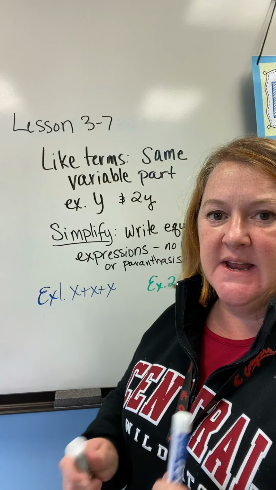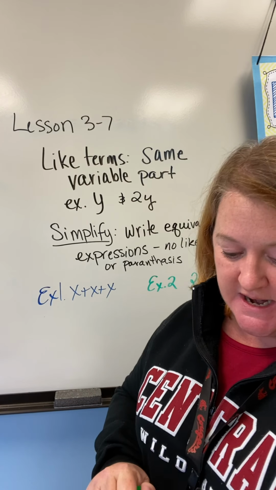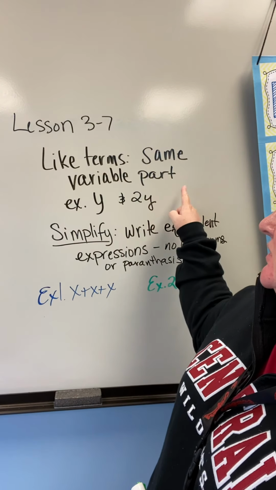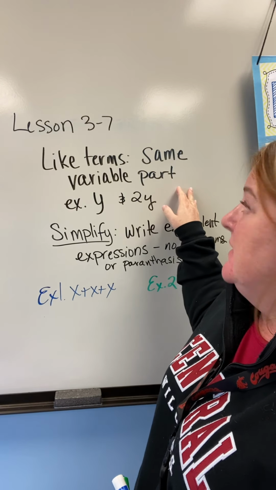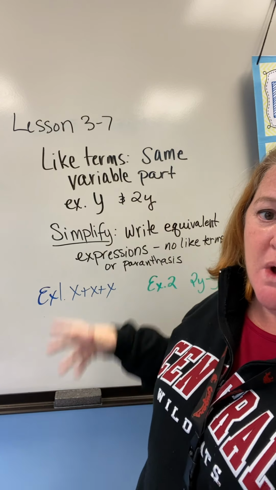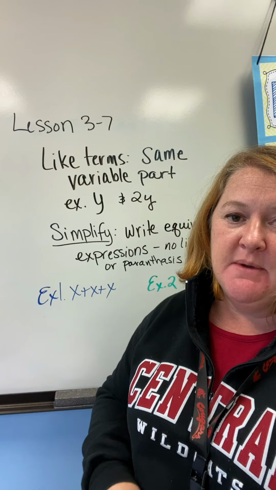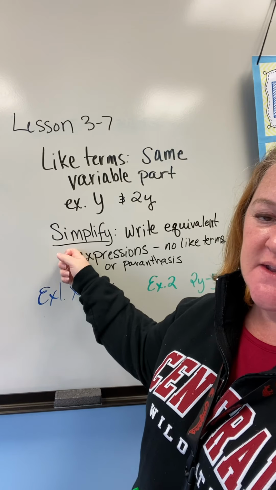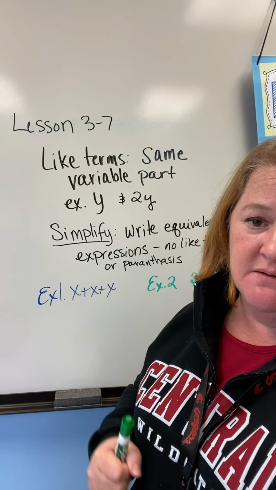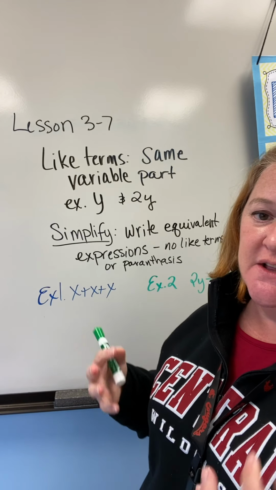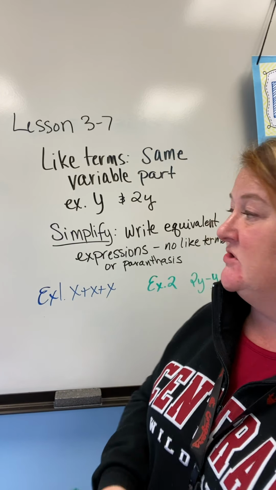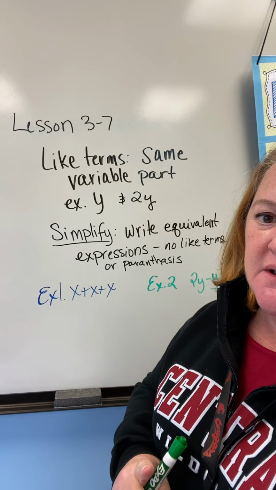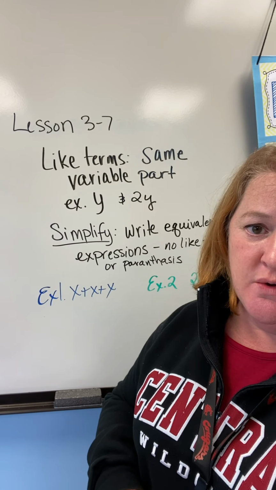Okay, my friends, we're looking at lesson 3-7, and now our target is looking at like terms. Like terms are the same variable parts. So I could have a y, I could have a 2y, anything that's connected to that y is going to be a like term. And then simplify is one of those things where we're translating from English into math. If you see simplify, they're telling you to do something with the numbers. So that means that you're going to write an equivalent expression that has like terms all combined and no parentheses.